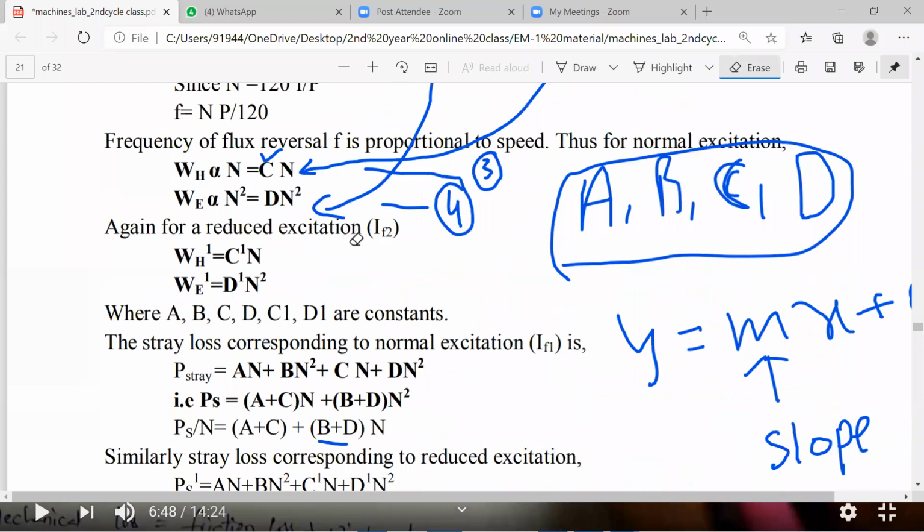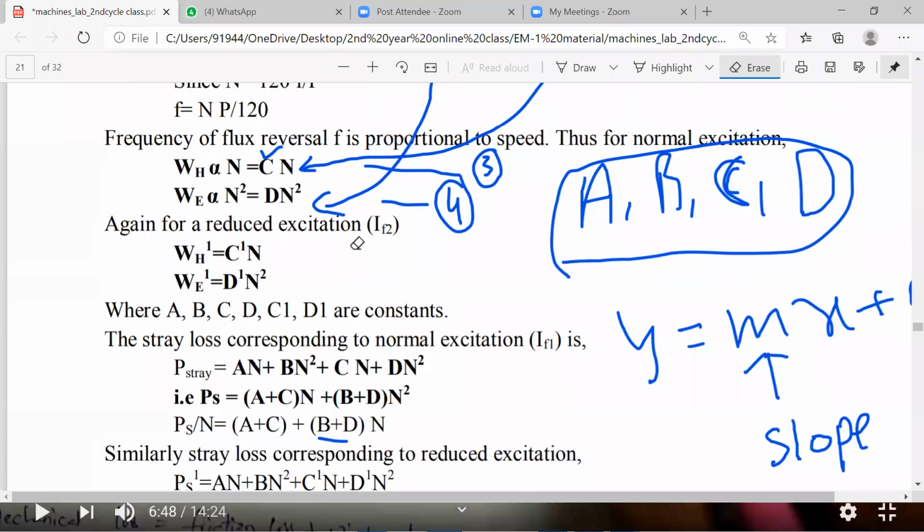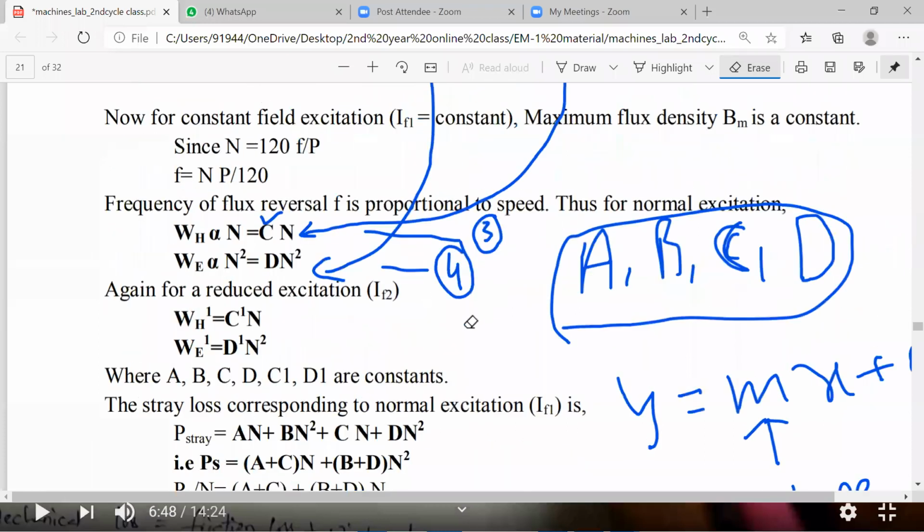Now, if you change the excitation, B maximum also changes. If you change the excitation, again we have 4 constant. Further, reduction of excitation means you reduce the field current. Initially, we give the rated value of field current, that means we give rated excitation. Now the excitation is reduced, that means the field current is reduced.